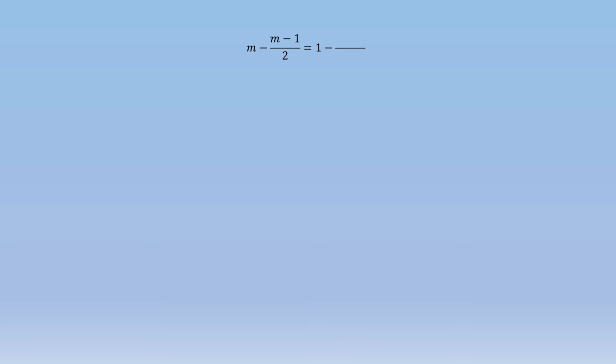Let us take one more example here: m minus 1 by 2 equals 1 minus m minus 2 by 3. Here m and 1 can be written as m by 1 and 1 by 1. So we can rewrite our equation as m by 1 minus (m minus 1) by 2 equals 1 by 1 minus (m minus 2) by 3.